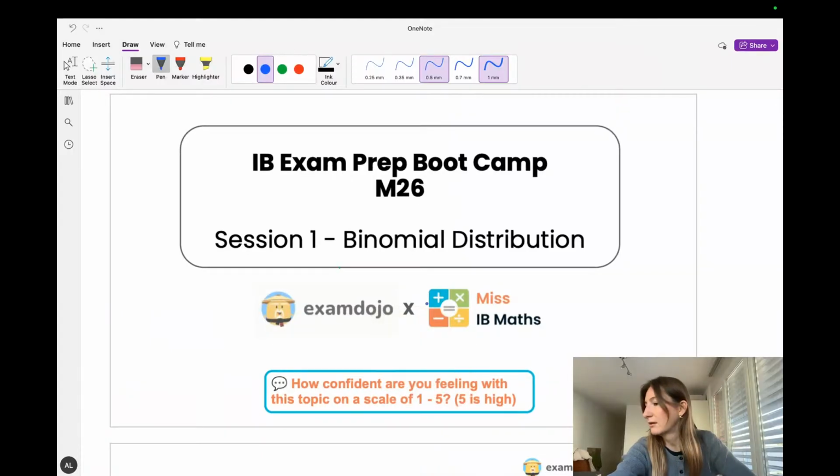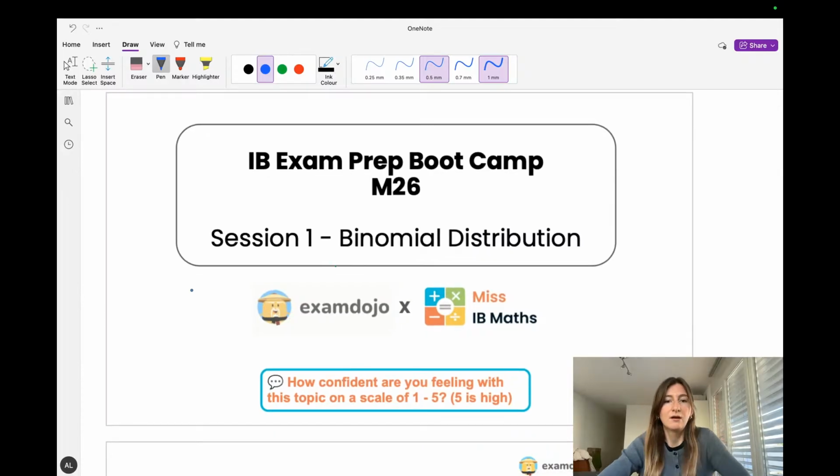All right, let's see, can we see? Let's test if the chat function is working, if you can see my screen, while we wait for maybe 1 or 2 minutes while people join. Just answer in the chat on a scale of 1 to 5, how confident are you feeling with the topic that we're starting with of binomial distribution? 5 is high, just let me know in the chat function, and then we can get going.